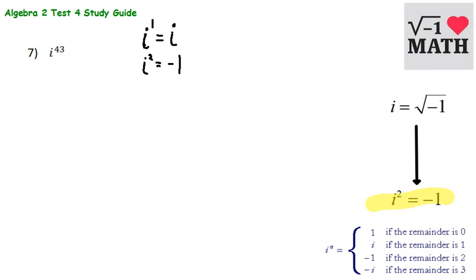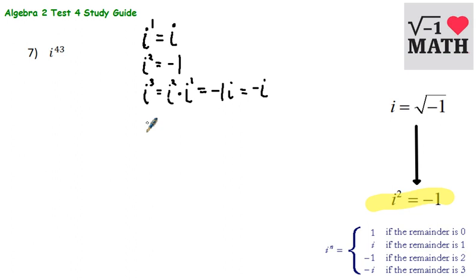And by the way, don't worry, we're not going to count this all the way out to 43. What we're going to look for is a pattern, and once we figure out the pattern, we can come up with a shortcut. Well, i cubed, for instance, what would i cubed be? Well, i cubed is a combination of i squared and i to the first. So i squared times i to the first: i squared would be -1, and i to the first is just i. So that would be -i.